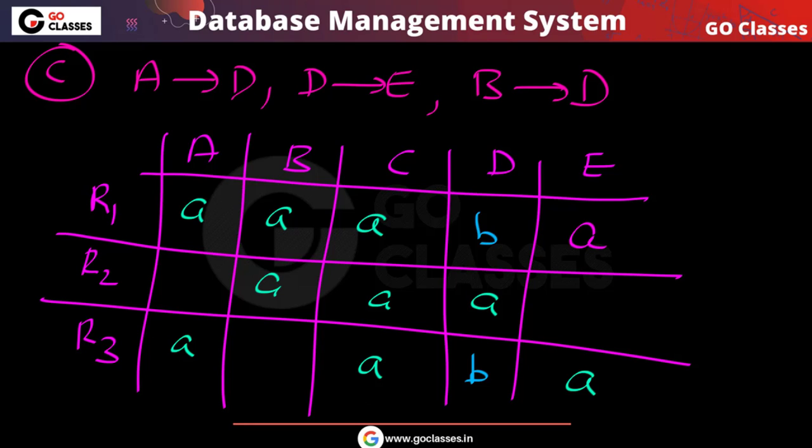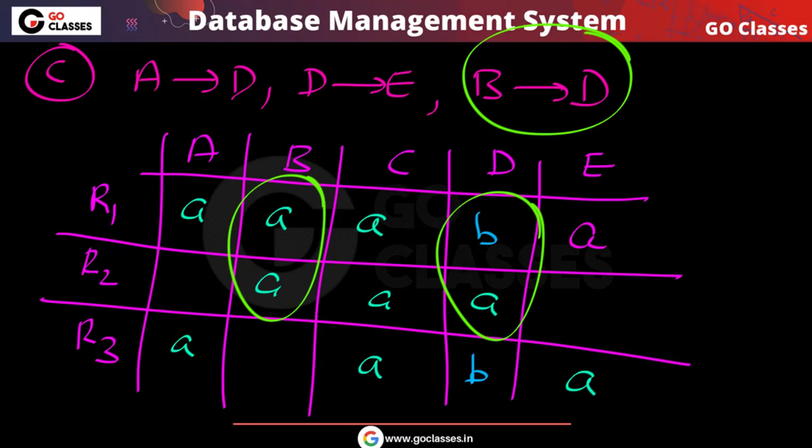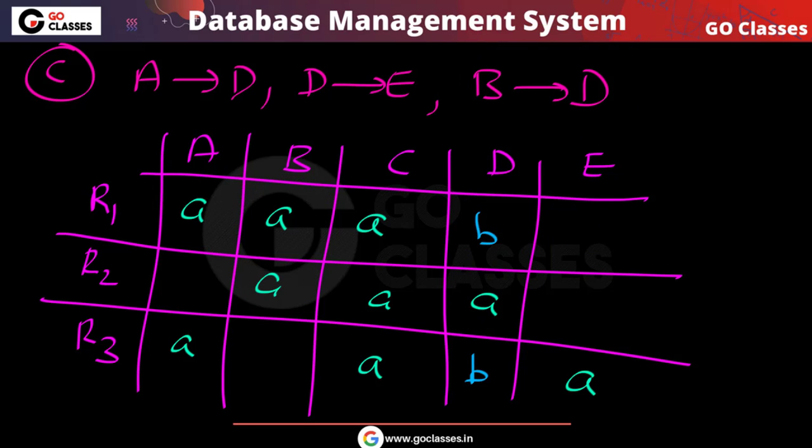After this, B determines D, which means in these two rows the B value is same, so in these two rows the D value also must be same, so basically we can put A, because remember we are interested in the A entries. We are only interested in the A entries, no other entries.